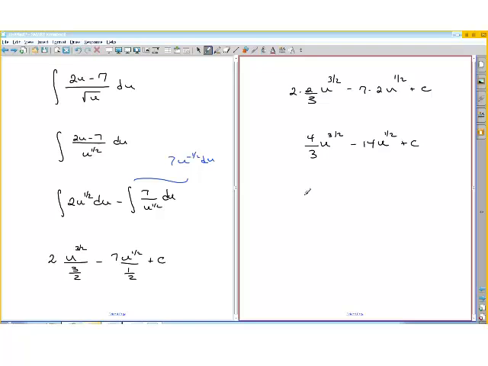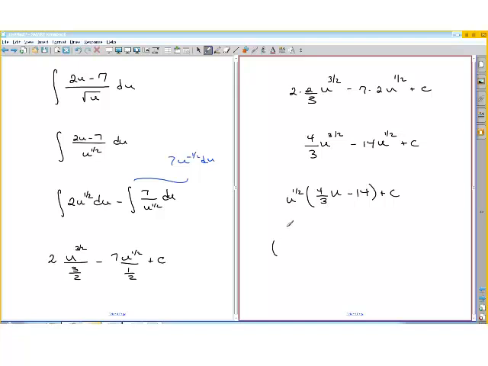We're going to do one more step here. We're going to factor out u to the 1/2 power. And that'll leave us with 4/3 u minus 14. So if you see, if I multiply this back out, I'll get 4/3 u to the 3/2 minus 14 u to the 1/2, which is the same as we have there.